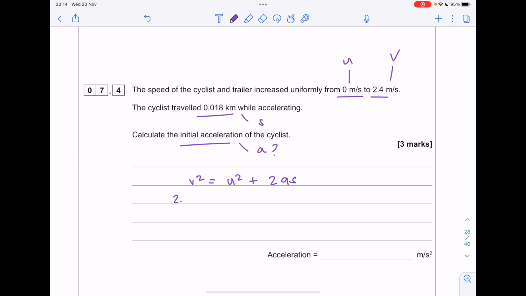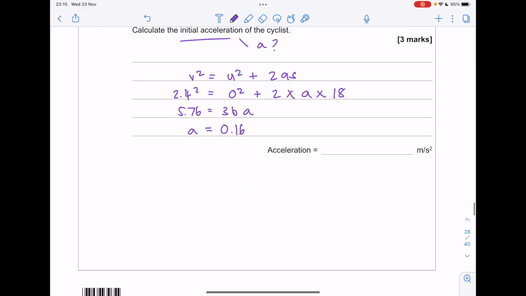v squared is 2.4 squared, plus 0 squared, plus 2 times a, which is what we're after, times 18, because we need that kilometres in metres. So 5.76 equals 0 squared is 0, do 2 times 18, which is 36. And then to find a, divide both sides by 36. So our answer here is 0.16.